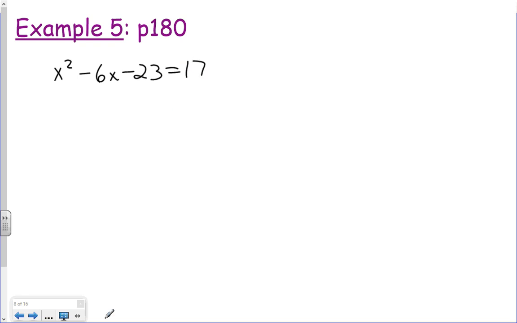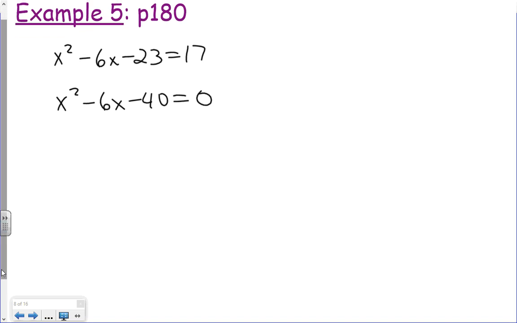All right, so use your quadratic formula to solve this. First thing, in order to use quadratic formula, that means you have to have this set equal to 0. So you still have to do the same first step of moving the 17 over to the left side. So subtract 17 will give us a minus 40 over there, and of course now it's equal to 0. And now you're set to use your quadratic formula.